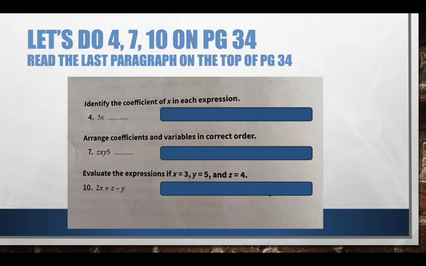Let's do number 4. What is the coefficient of 3x? 3. Why is it not x? Because it's a variable. X is the variable. Very good. Yes, 3. We're skipping 7 for a moment.